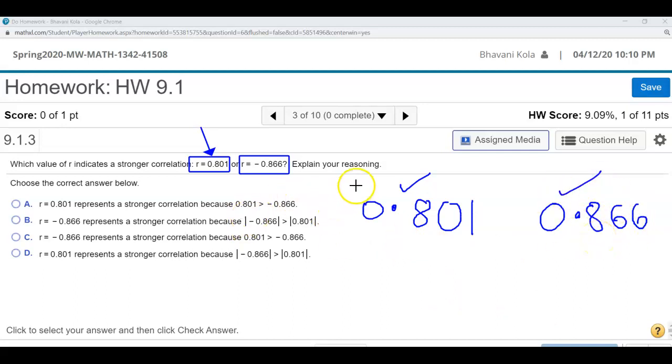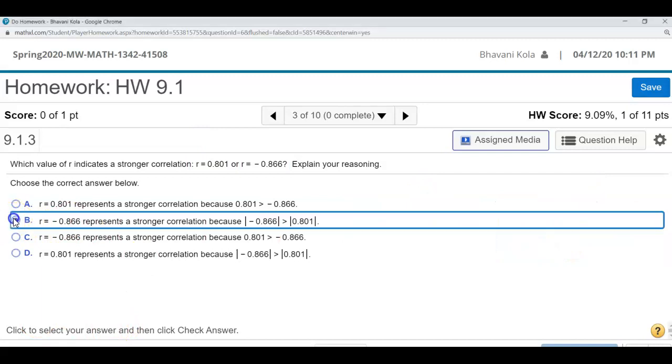You're taking the absolute values, so both of them become positive, and you compare. So 0.866 is greater. That's why -0.866 is the stronger correlation.